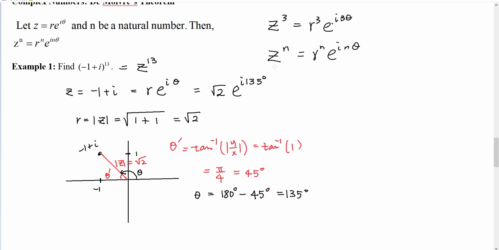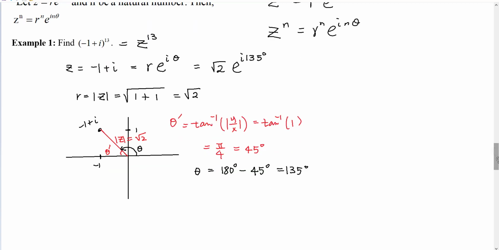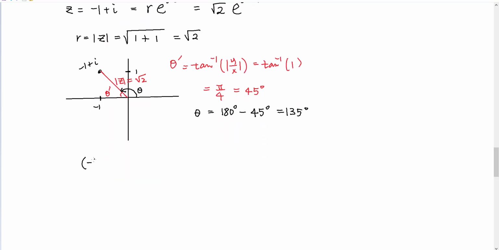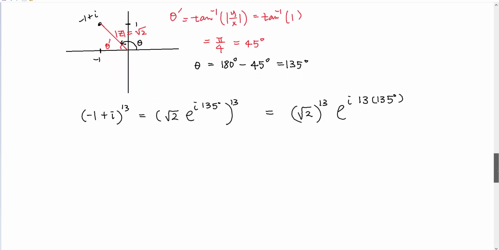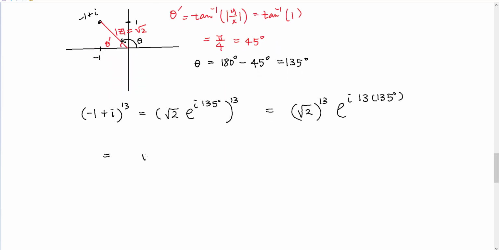We are looking for z to the 13. So what is (-1 + i)^13? It's the same as (square root of 2 e^(i·135°))^13. Now, according to de Moivre's theorem, it's the square root of 2 to the 13, and then e to the i times 13 times 135 degrees. And so the square root of 2 to the 13 means the square root of 2 to the 12 times the square root of 2 to the 1.